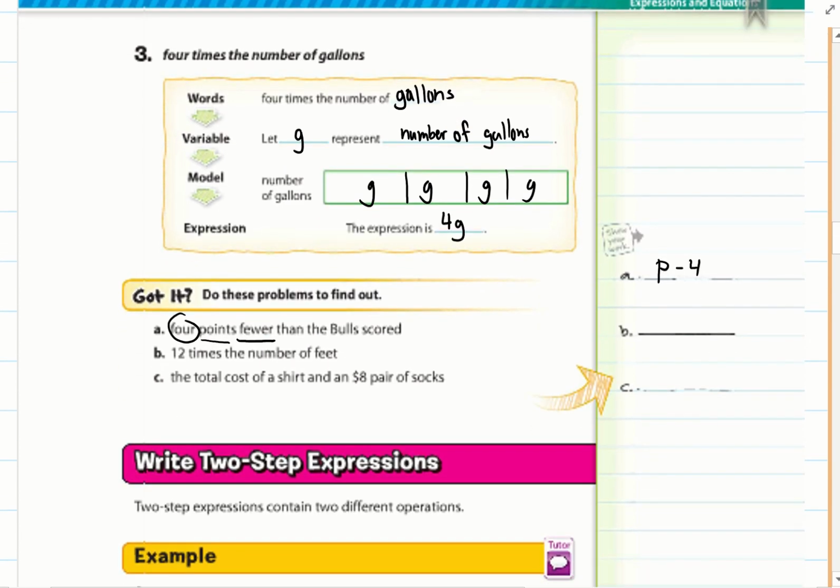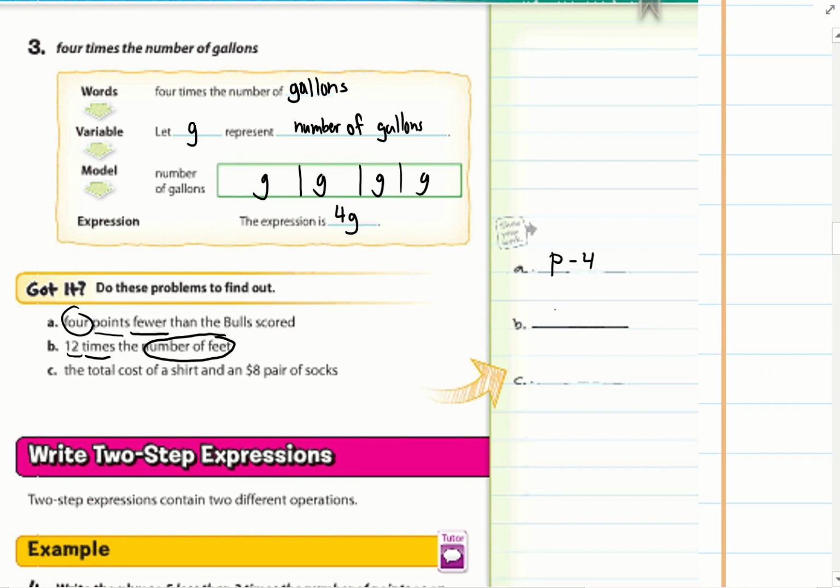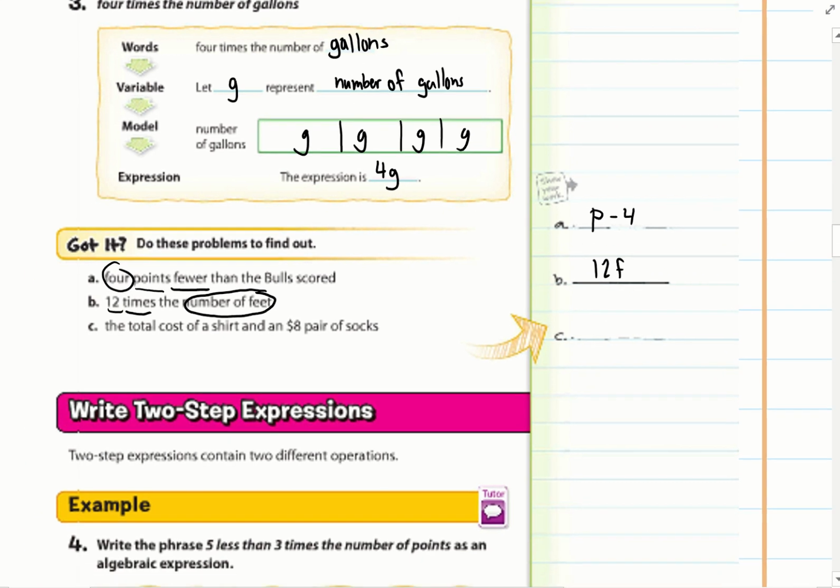For B, 12 times the number of feet. So we know it's multiplication. It's going to multiply by 12. And the variable is going to be number of feet. So we're going to have 12 times the number of feet, so 12F.